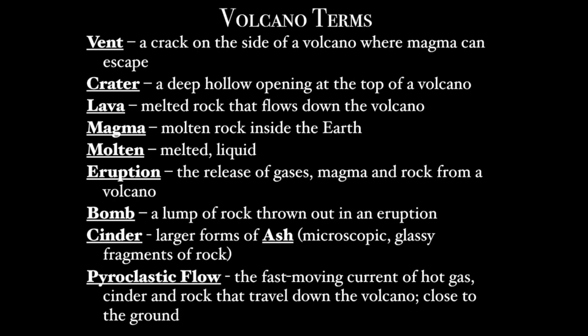A bomb, this is when you have an explosive eruption and a chunk of rock is thrown out. So you need a very strong force to actually rip apart the volcano and throw these large chunks of rock out, maybe even from the side of the volcano. Cinder. Cinder is another name or a form of larger pieces of ash. Ash is primarily microscopic, glassy little fragments.